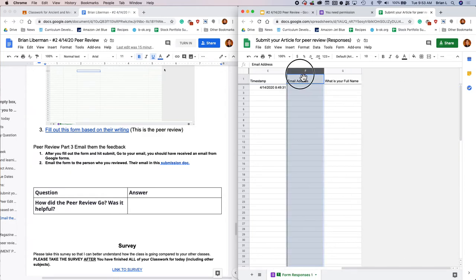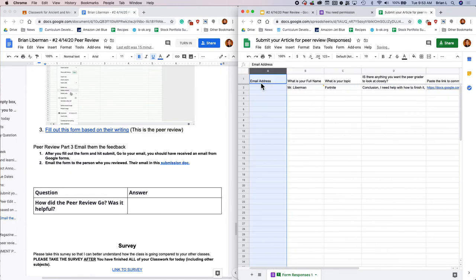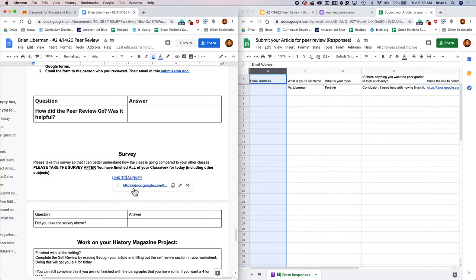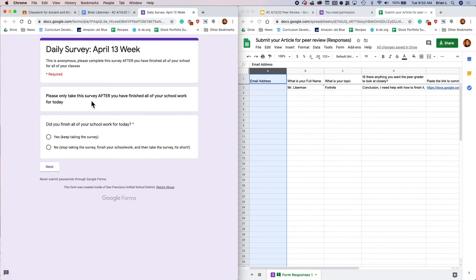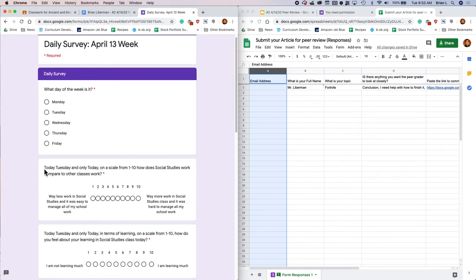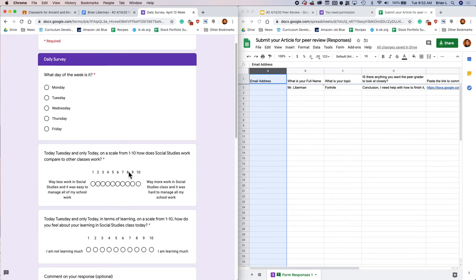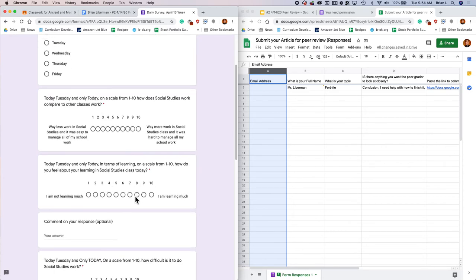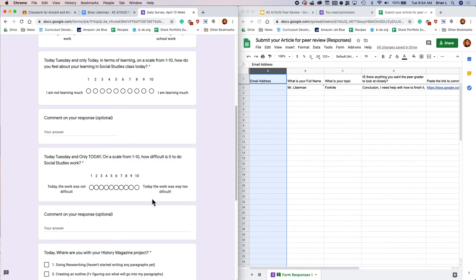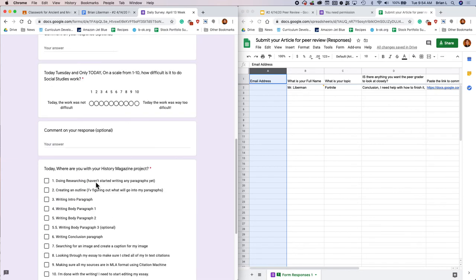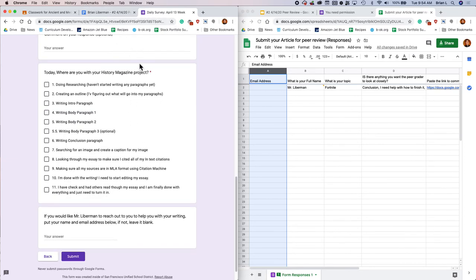And the last thing you're gonna do is a survey for today, all righty? And as you will see, there is one small change to the survey, all right? And the small change is today, Tuesday, and only today, right? Only base it on today. Was it too much work, too little work, all right? Are you learning stuff? Do you feel like you're learning stuff, and do you feel like today's work is difficult or not difficult, and where are you?